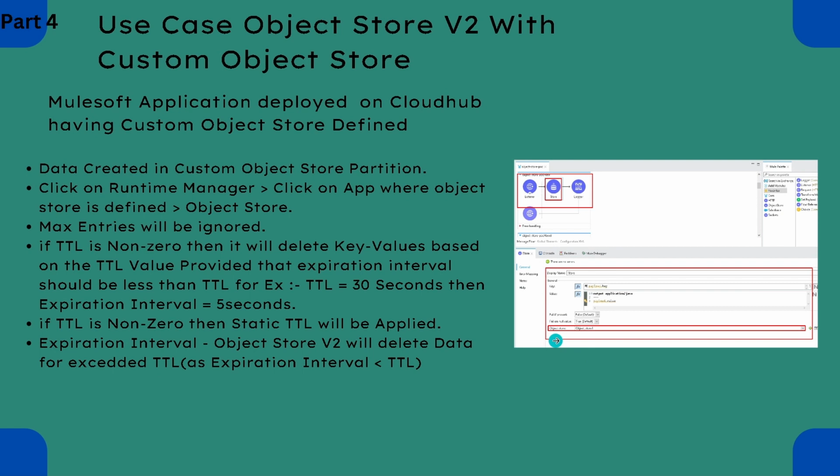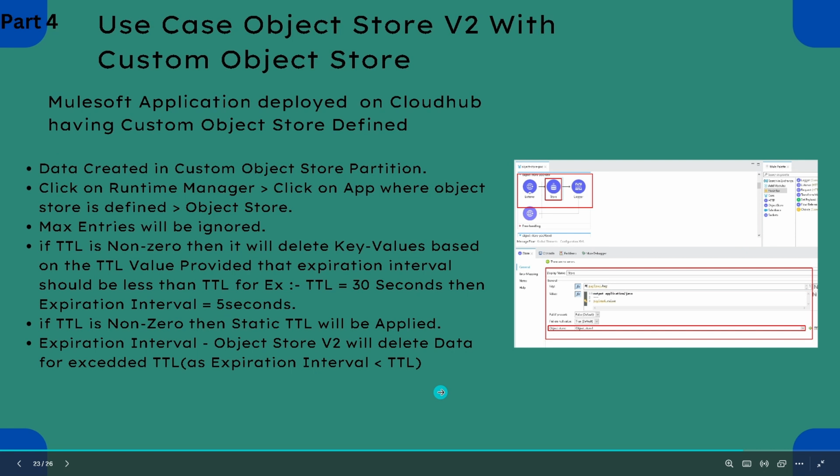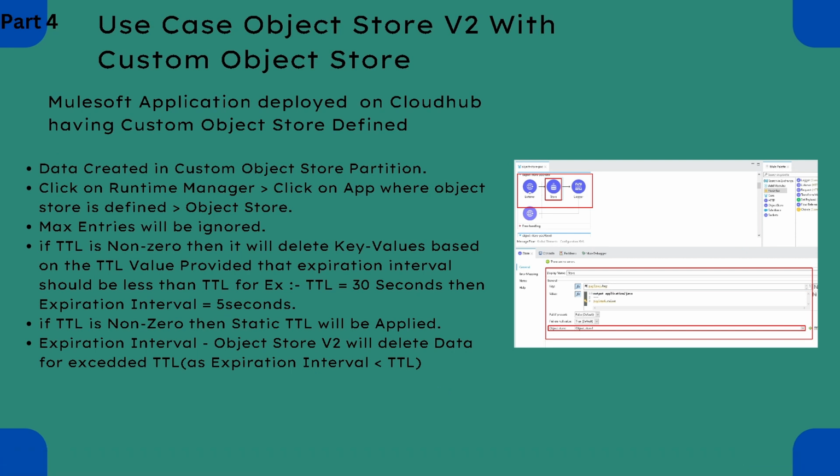So guys, that's how it looks. You can see now the custom Object Store is configured here. These are the points we need to look at: what will happen if we have a custom Object Store configuration defined in our Mule application. The first point is that data is created in the custom Object Store partition. One is the default partition and the other is the partition related to your custom Object Store. I will show you that part once our application is deployed.